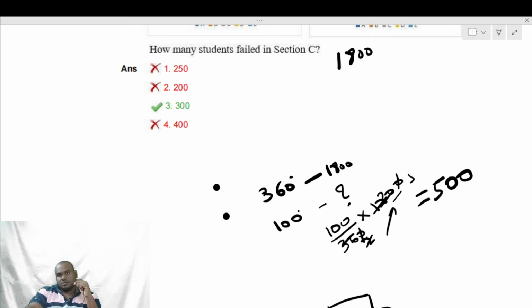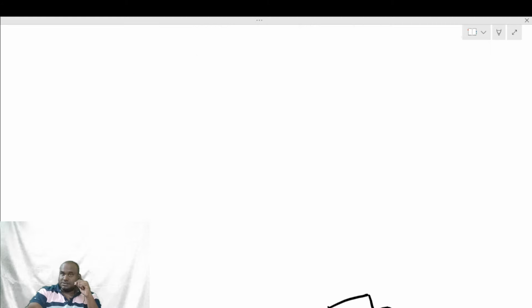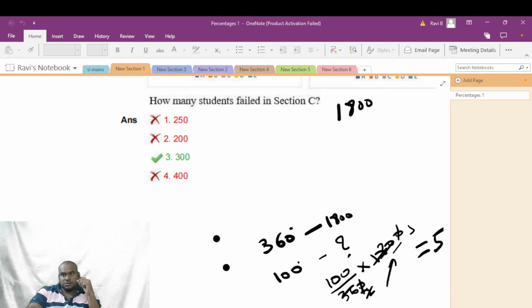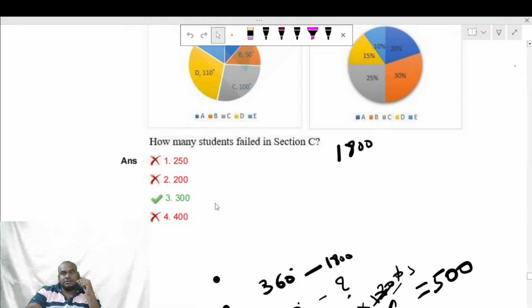So now you tell me how many failed in this exam from section C. 300 members. 300 members out of 500 members failed in section C. So what is the percentage of that? Is 75%. How many students passed? So what is the answer? The answer is 500 minus 200, 300, correct option.